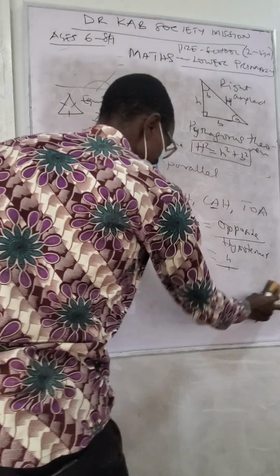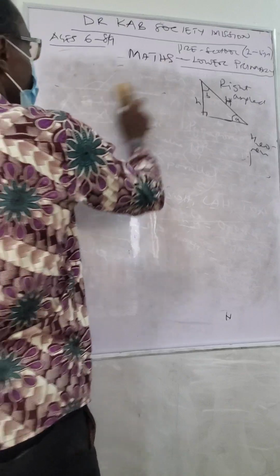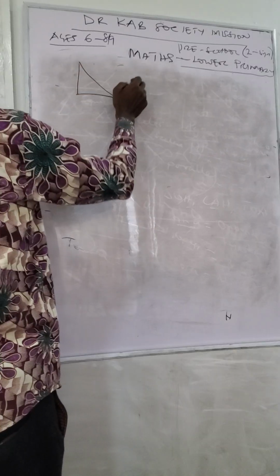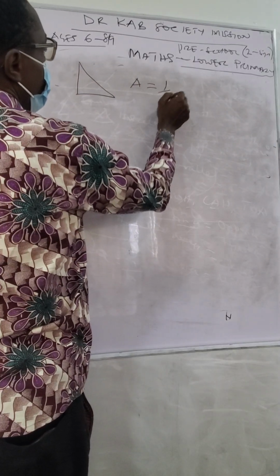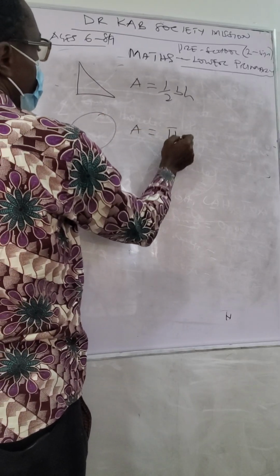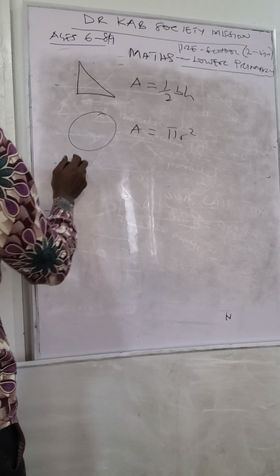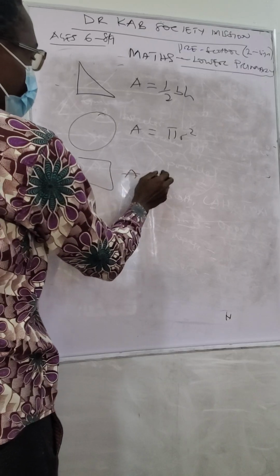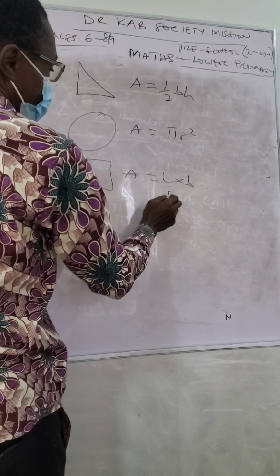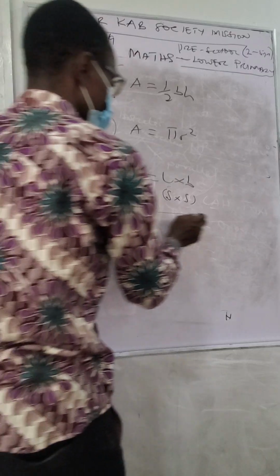And of course, you must let them know the formula for the area of all these. For a triangle, area is equal to half base times height. For the circle, area is equal to pi r squared. These two are the most important, because for a rectangle, area is equal to length times breadth. If it's a square, it becomes side times side.